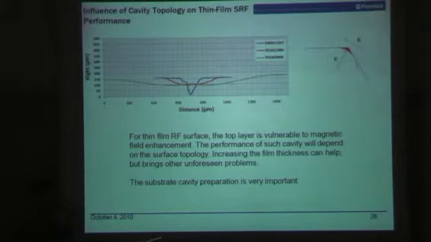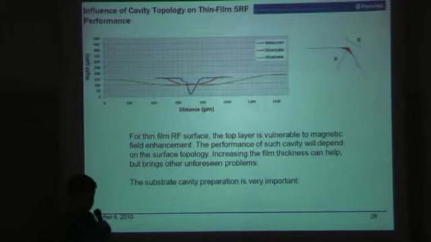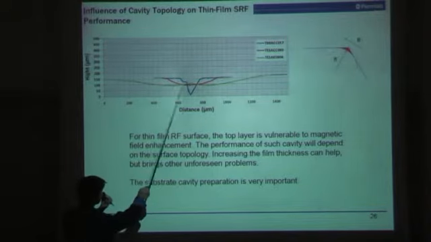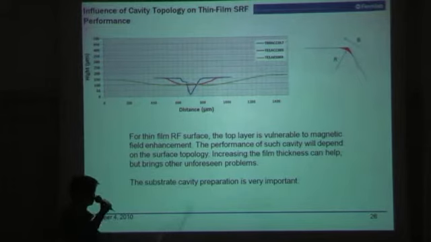Now, how does this relate to the thin film? I think for the bulk niobium, that's not the case. But for the thin film, it's absolutely important because we know from this morning that the top layer is very vulnerable to magnetic field enhancement. If the field penetrates into the substrate material, you lose all the benefit of the films. So you have to absolutely push the surface roughness or the surface topology to the best you can. That's very different from the bulk niobium. So this picture shows the 3 cavity features in linear scale.